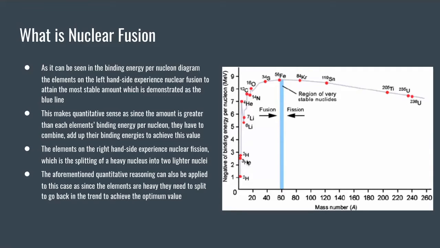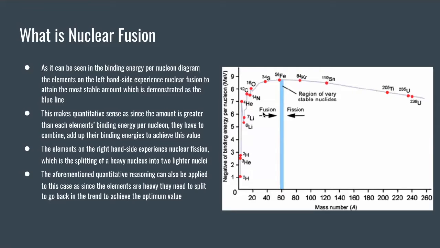As can be seen in the binding energy per nucleon diagram, which is given on the right, the elements on the left side experience nuclear fusion to attain the most stable amount, which is demonstrated as the blue line. Because they're below the stable amount, they have to combine to reach that. This makes quantitative sense, since the amount is greater than each element's individual binding energy per nucleon. So they have to combine.